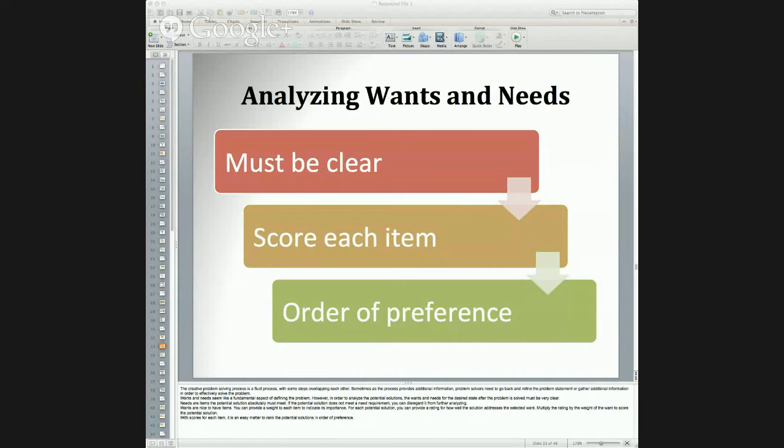Needs are items the potential solution absolutely must meet. If the potential solution does not meet a need requirement, you can disregard it for further analysis. Wants are nice to have items. You can provide a weight to each item to indicate its importance. For each potential solution, you can provide a rating for how well the solution addresses the selected want. Multiply the rating by the weight of the want to score the potential solution. With scores for each item, it is an easy matter to rank the potential solutions in order of preference.